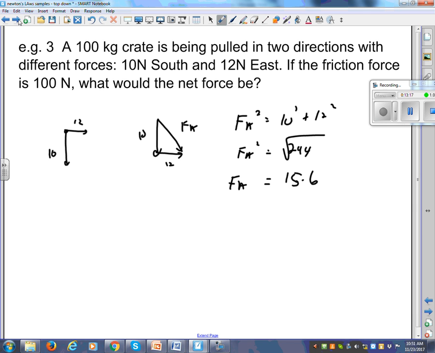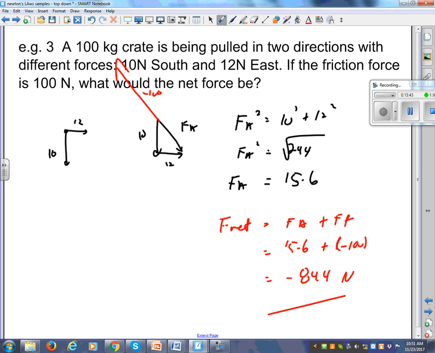Okay, but here's the kicker. The friction force is 100 newtons, which means it's like this. So how many people just went F net is equal to FA plus FF, and then you went 15.6 minus 100, and you got minus 84.4? Yeah. Okay, wrong. The friction force is opposite, right?